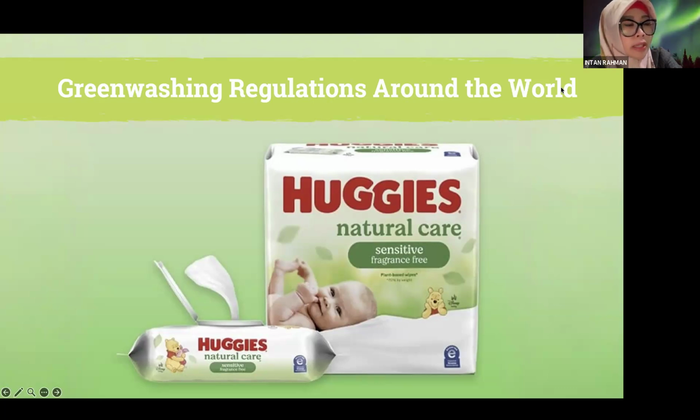And under financial regulation in Indonesia, the Financial Services Authority requires financial service institutions, issuers, and public companies to implement sustainable finance and publicly disclose their sustainability reports.